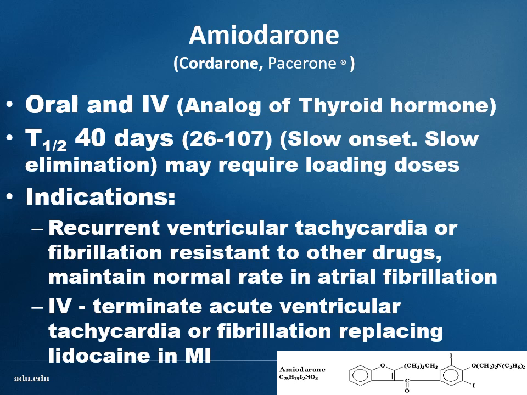So amiodarone is probably the big workhorse class 3 antiarrhythmic you're going to see used most frequently. Okay. Now, notice here it's an analog of thyroid hormone. That's going to be important for some of the side effects we're going to see a little bit later on. But it looks a lot like thyroid hormone. It has both oral and IV options available, which is nice.